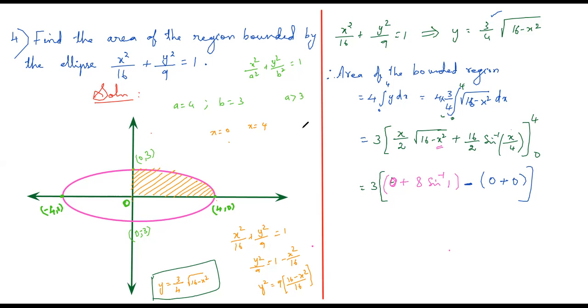That is equal to 3 into 8 sine inverse 1. What is sine inverse 1? It is 90 degrees. 8 3s are 24, and sine inverse 1 is pi by 2. So it is 12 pi. And because it is area, it is square units. That's all. So the next problem is similar to it.